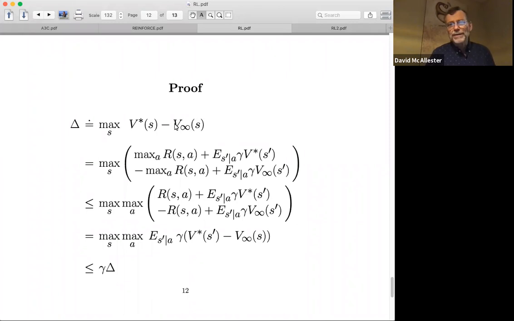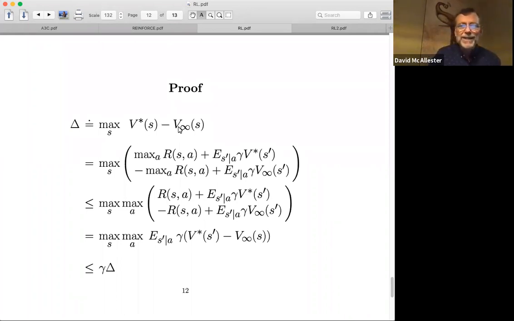So I want to prove that the limit, this is the limit of the value iteration. And we know this is the best value I can assign to a state, right? So this has to be at least greater than or equal to that. So this is a positive quantity. I want to prove that it's 0, that these are the same. I'm going to do that by contradiction. I'm going to say, suppose it wasn't 0. Suppose that there was a gap here between this limit and the actual optimum.